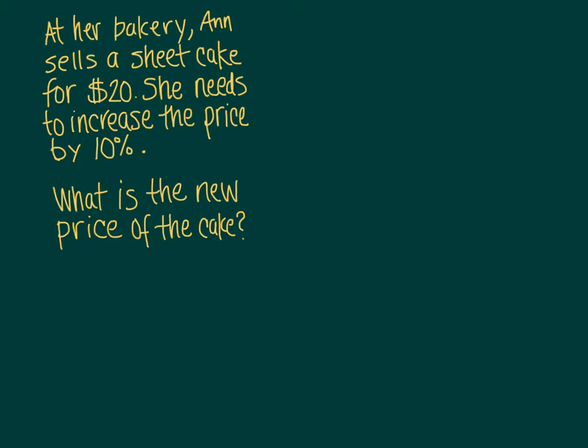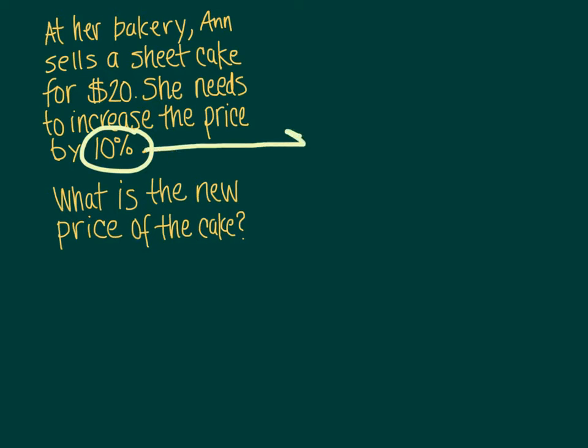To solve this problem, you have to remember how to find the percentage of some other number. To be able to find the new price of the cake, we have to first find 10% of $20. And if you remember, to find the percent of something, you have to use multiplication, and you have to make sure you change the percent to a decimal.